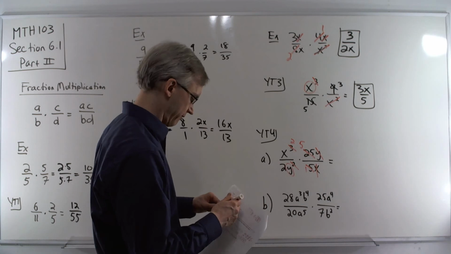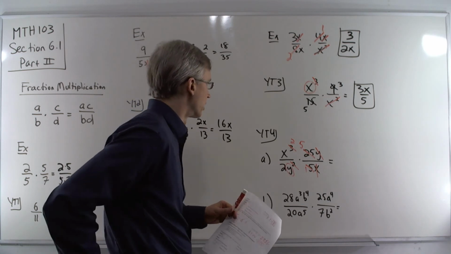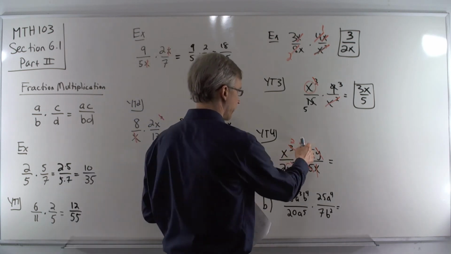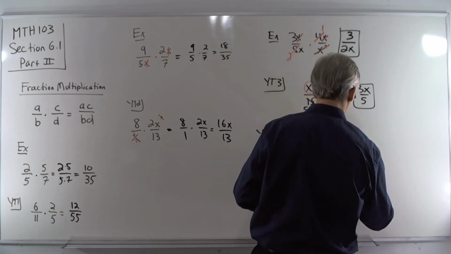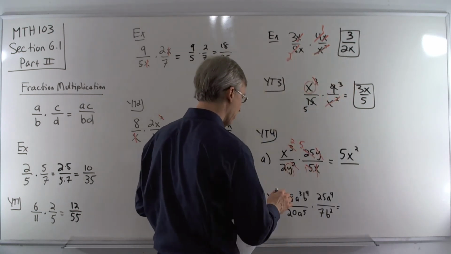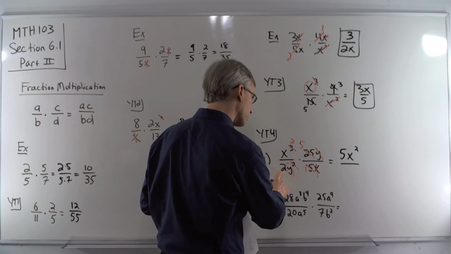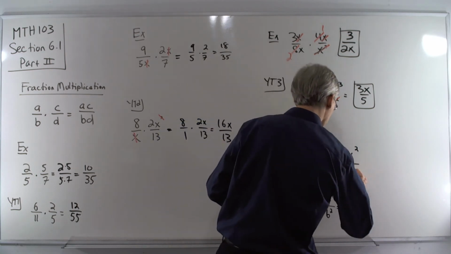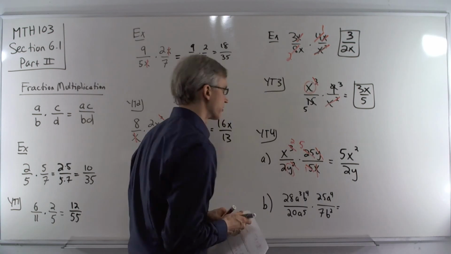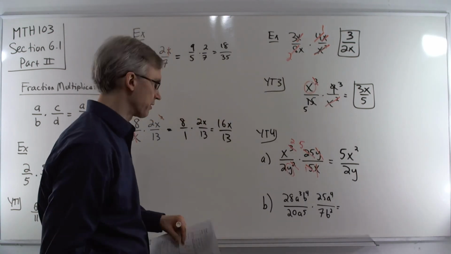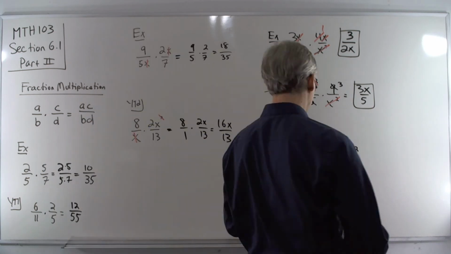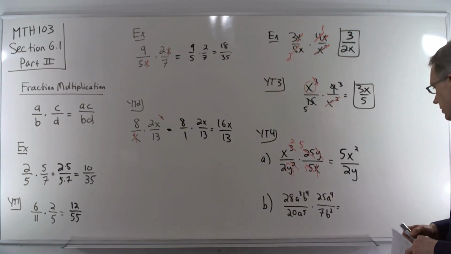Now we have, on top, just 5 and x squared. So 5x squared on top, and on the bottom, we've got 2y. So final answer, 5x squared divided by 2y. And the next one, this one can get a little confusing. So what I'm going to do is I'm actually going to rewrite this.